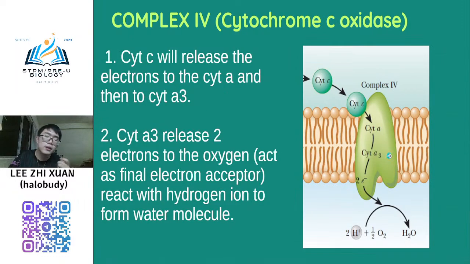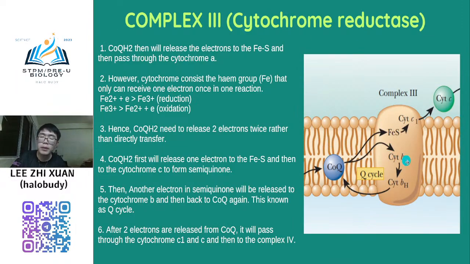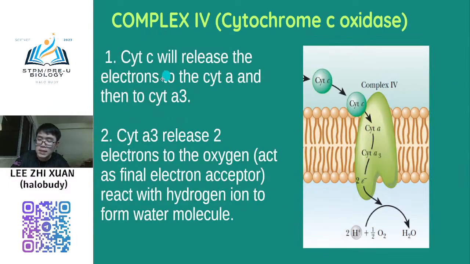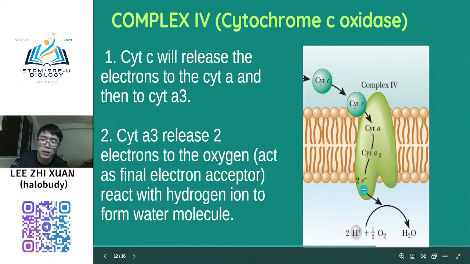Okay. Another one, finally we go to complex 4 lah. So after we go to complex 3, memang dia akan pergi cytochrome again, same as the oxidation reduction reaction. We will go to cytochrome C. After that, cytochrome C will release the electron to cytochrome A and then go to cytochrome A3 lah. Okay, so the cytochrome A3 will release 2 electron to the oxygen that act as the final electron acceptor.